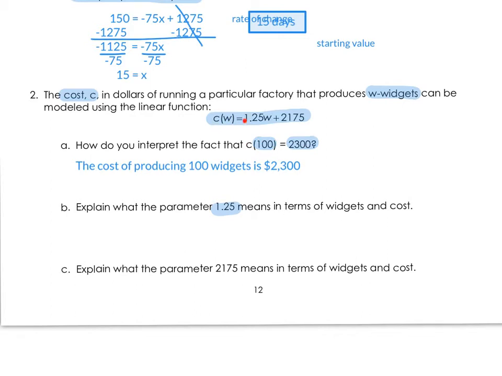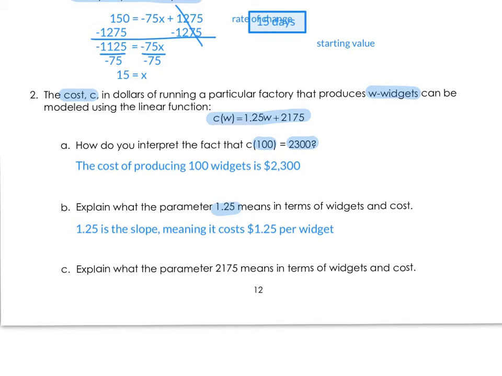Well, if I look at where that 1 and 2500ths is, it's with the W. So what's the one that's with the W? If we think back to that equation of a standard linear function, it is y equals mx plus b. So the 1.25, 1 and 2500ths, is with the W, the variable. So that tells me that that is my slope. What does that slope mean? That means that it costs $1.25 per widget.